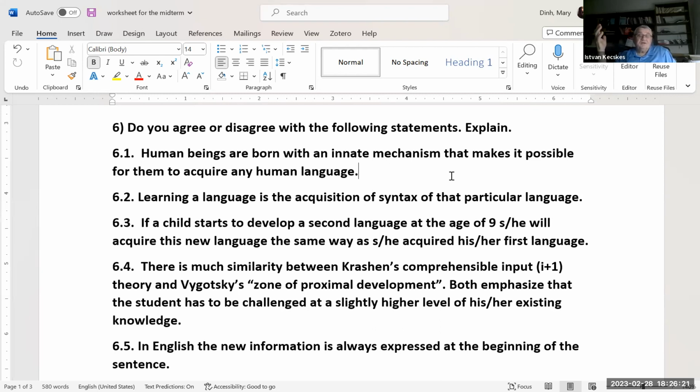It's also cultural background knowledge that is attached to the use of the actual linguistic system. Yes. Number 3. If a child starts to develop a second language at the age of 9, she will acquire this new language the same way as she acquired her first language.